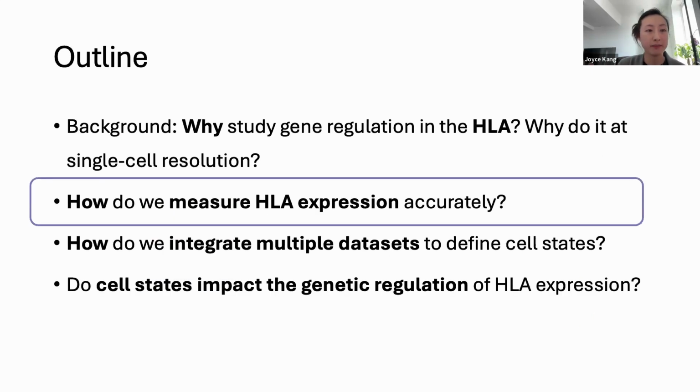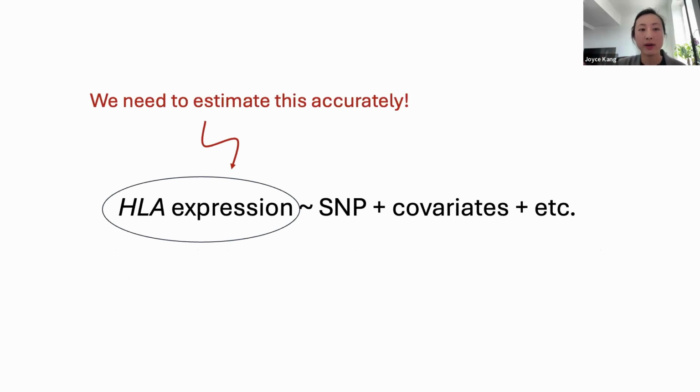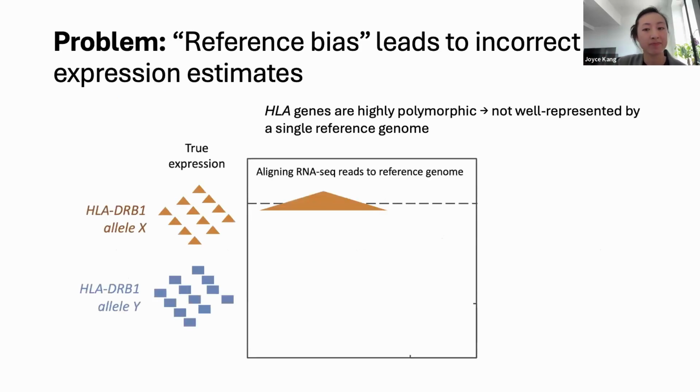And so that brings me to the second part, which is how do we actually measure HLA expression accurately? The reason we want to measure this accurately is because, in our eQTL analysis, we basically want to test this association between HLA expression and genetic variants. So the dependent variable is HLA expression, and we need to make sure we estimate that accurately to get good results. For technical reasons, this is especially challenging for the HLA genes, and I'll get into why that is.